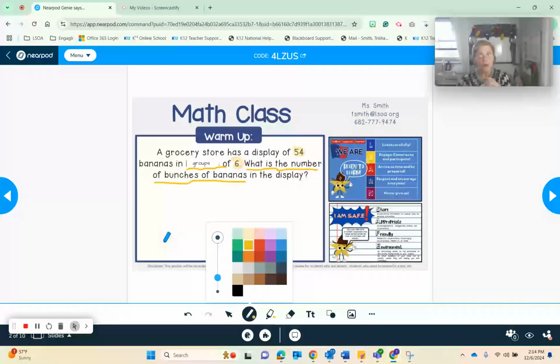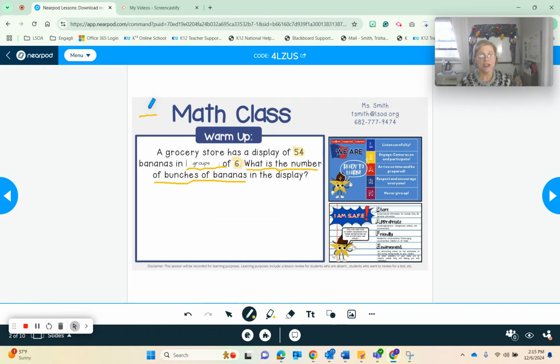So we have our total, and we're breaking apart that total. So we are dividing. I'm going to put my division sign right up here just as a helpful reminder, because we know Miss Smith has some brain hiccups sometimes. So let's take our total. We're going to do 54 divided by 6. So 54 is our dividend. That's our total. 6 is our divisor.